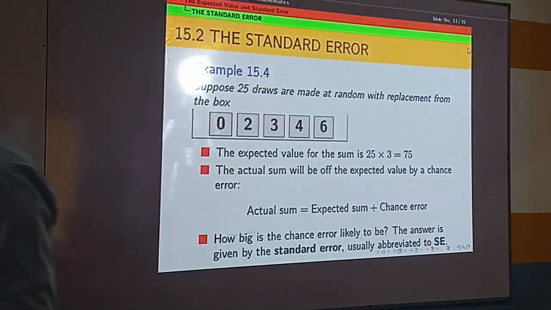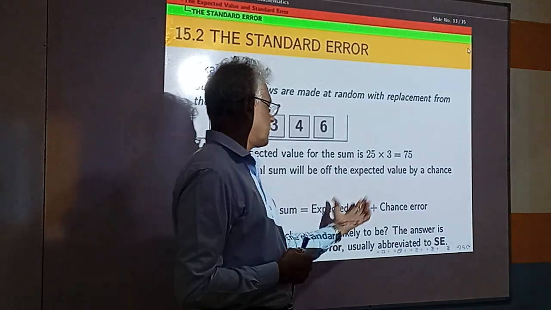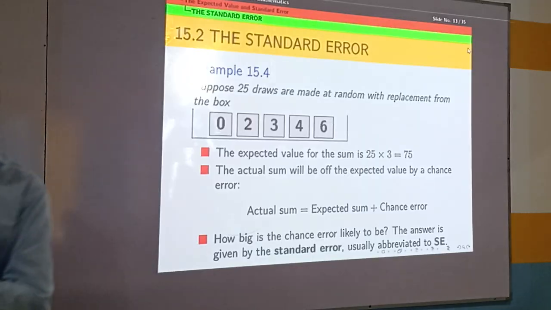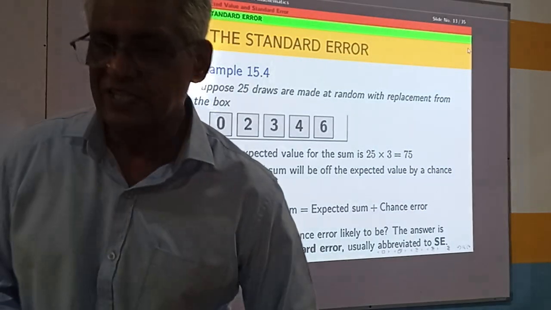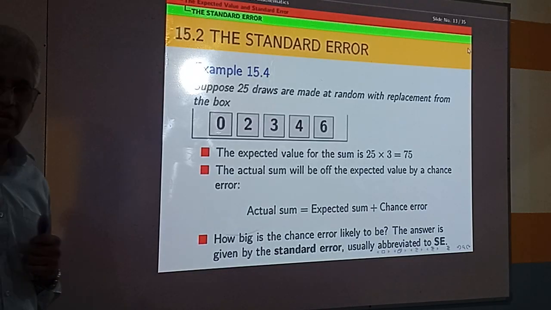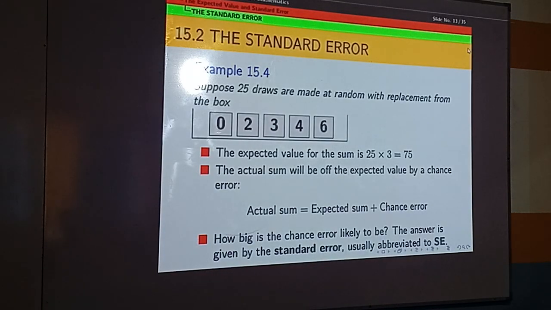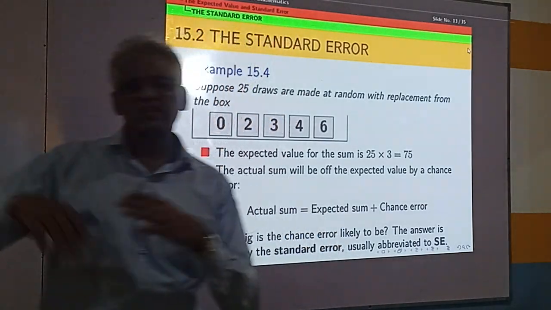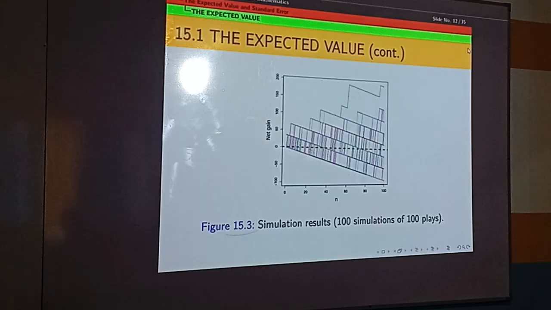Of course, the actual amount will be somewhere around that. So the actual sum is going to be the expected sum plus chance error. The question is how large the chance error is likely to be. So that is the question that we are asking all the time. Actually, we use something called the standard error. The standard error of the sum gives you the likely size of the chance error at the end of the game. Right? It is actually the same as the standard deviation. The only thing is we are using a different word here.